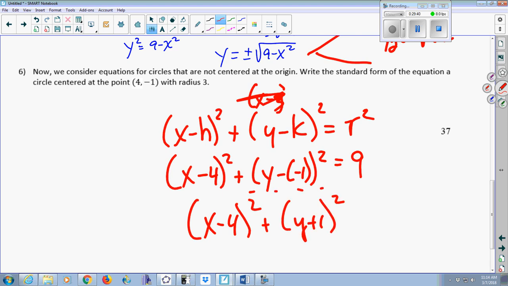Most of you will probably skip this step right here. I just do it to show you where the plus 1 came from. So that would be the equation of a circle centered at 4, negative 1, with a radius of 3. Any questions on that?